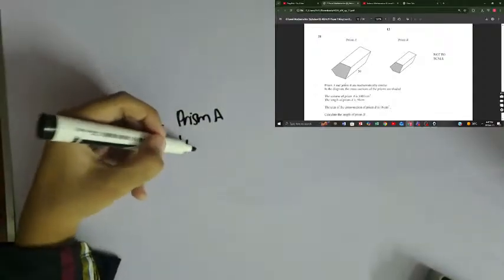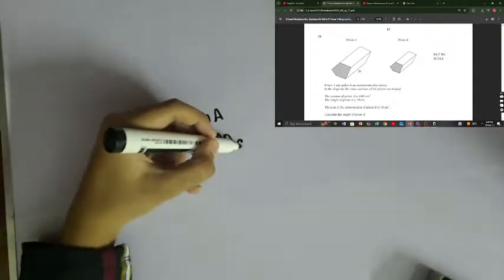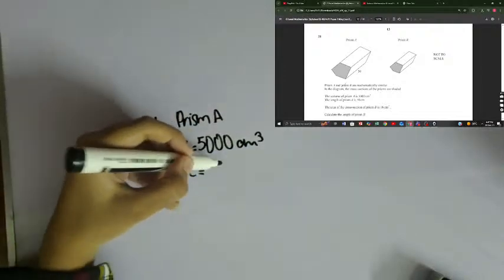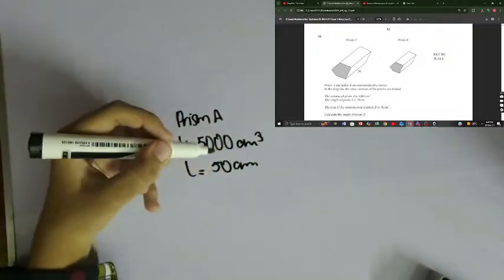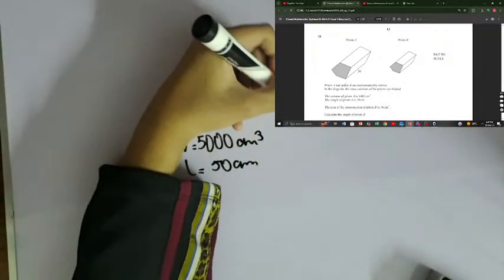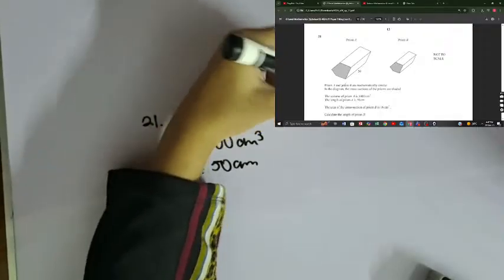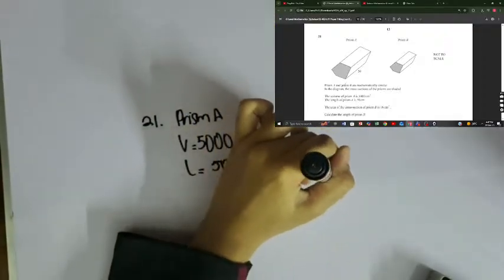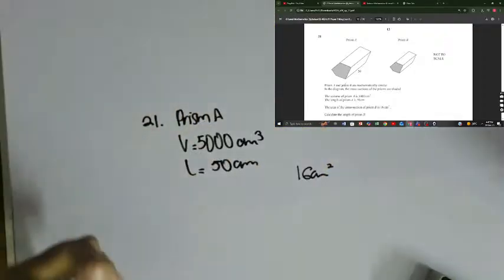Its volume is 5000 centimeter cube. Its length is 50 centimeter. And we also know that the cross section of prism B is 16 centimeter square. Calculate the length of prism B.